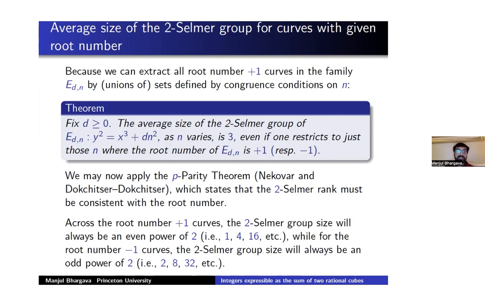Similarly, for root number minus one curves, the two Selmer group size will always be an odd power of 2: 2, 8, 32, and so on. And again, the average size is 3, as this theorem says. And so there'll have to be lots of them that have size 2. They can't be all 8 and onwards. So most curves among the root number minus 1 curves will have two Selmer group size 2. And therefore, lots of them have two Selmer rank 1.